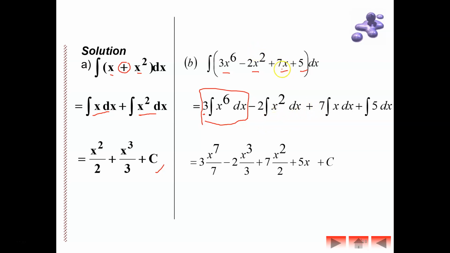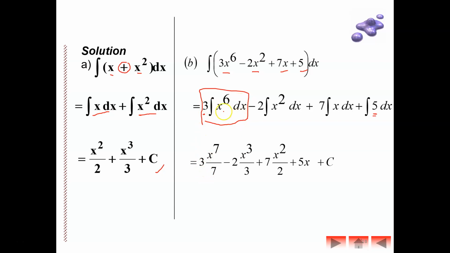And then the third one is 7x. Again, 7 is your constant, put it at the front, so you will have to integrate only x dx. And last, you have 5. So integration of 5 dx. You can just put it at the front since there will be no remaining. So it's okay to put it in here, even though it is a constant. Okay, now let's see how we solve the integration.